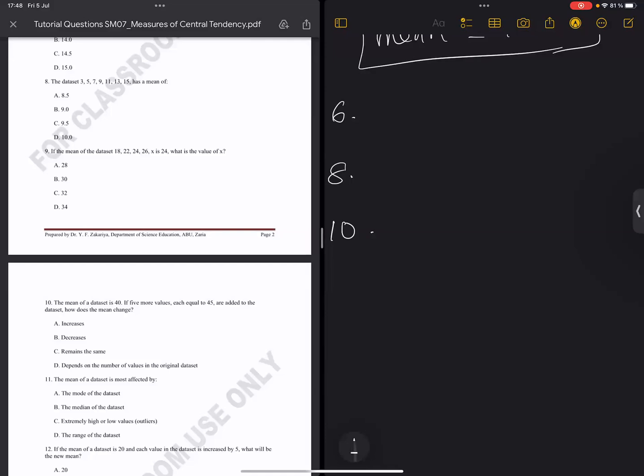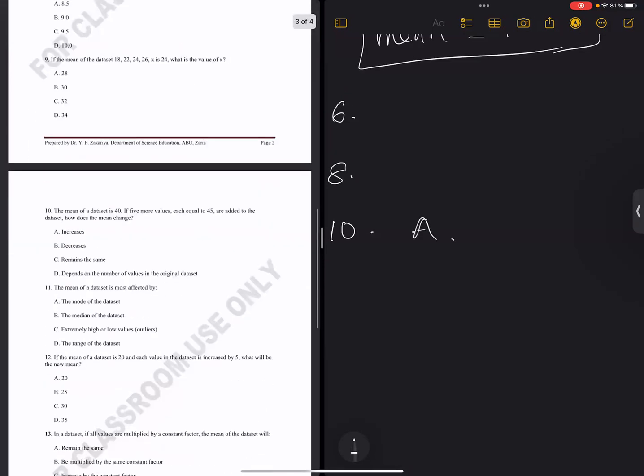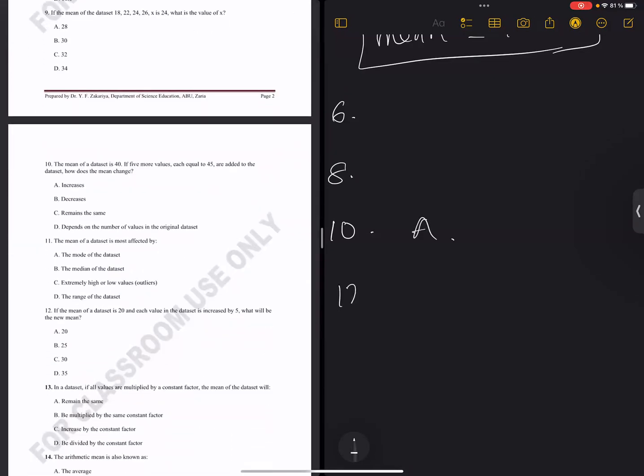It can decrease if they are far lower than the original mean. That's the time it can decrease. And it cannot remain the same because the values are not the same as the mean. So take note of that. It is going to increase. Thank you. So the right option there is option A. Let's now go to the next problem. That's problem 12.